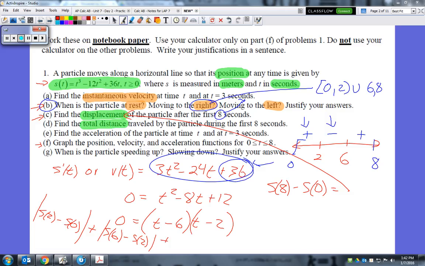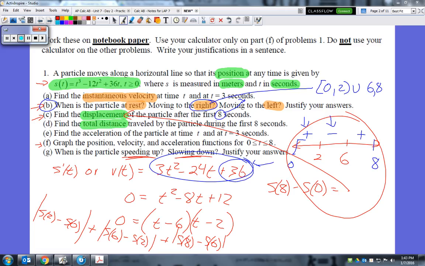Plus, and so everyone was like, what? S of 8 minus S of 6, absolute value. There's the total distance traveled. It's always analyzing all the changes of direction and then making them all positives. Alright. I think the rest you pretty much can figure out. We've already done this before as far as speeding up and slowing down. You just derive again, and then you would stack their signs to see when their signs were the same or when they were opposite.